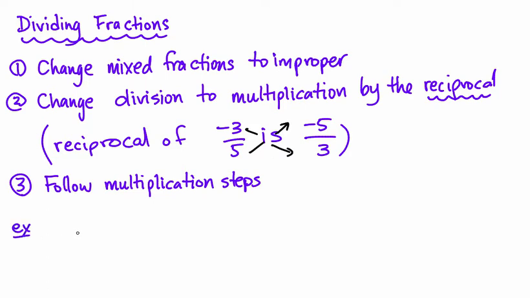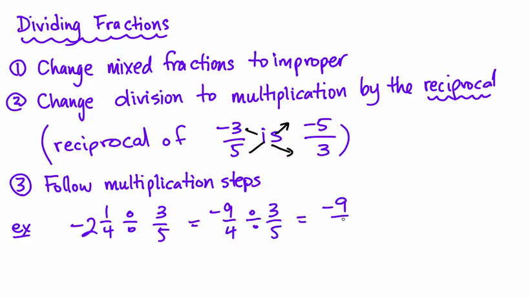So an example or two of this, -2 1/4 divided by 3/5. So I change everything to improper fractions. 2 times 4 is 8, plus 1 is 9/4, and that was a negative number. And that's divided by 3/5. So that's -9/4 times 3/5's reciprocal, which is 5/3. I look to see if anything can cancel. I can cancel a 3 with a 3 here.